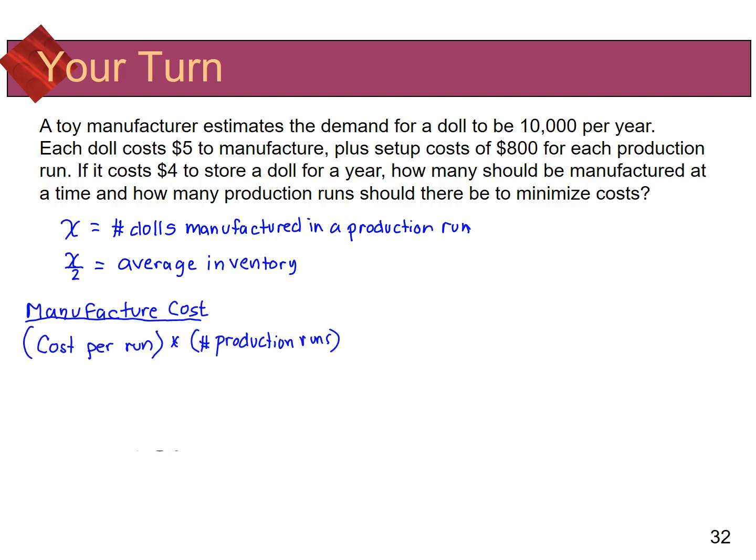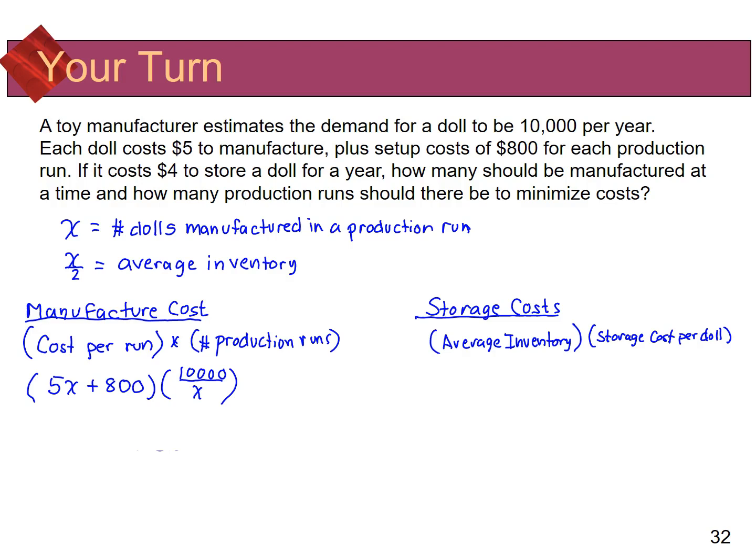So the manufacturer cost is going to be the cost per run times the number of production runs. Well, it costs $5 to manufacture a single doll, so 5 times X plus $100. That's going to be the cost for each run. The number of runs I'm going to have to do is going to be 10,000 divided by the number of dolls produced in each run. So this function here gives me the manufacturing cost for the dolls.